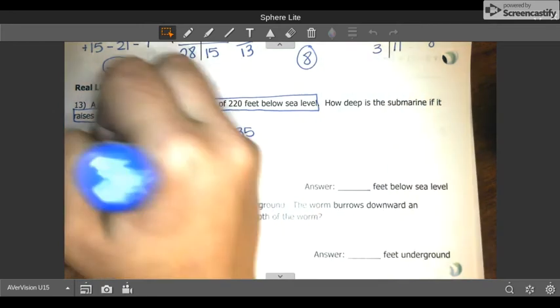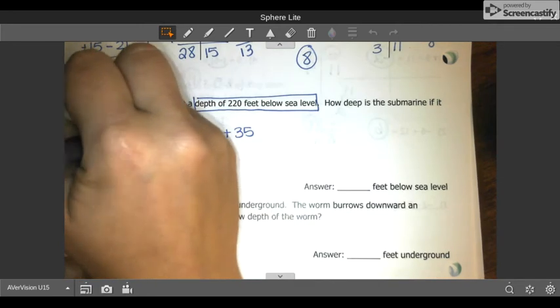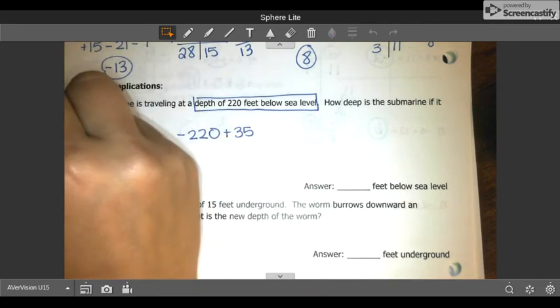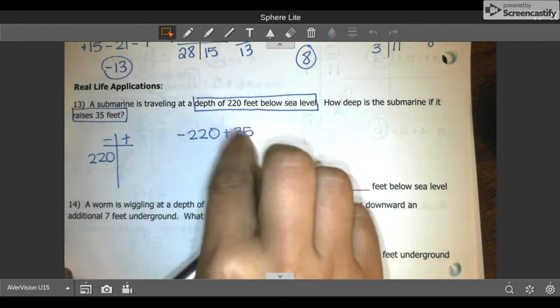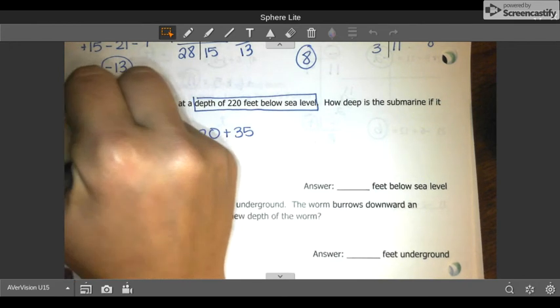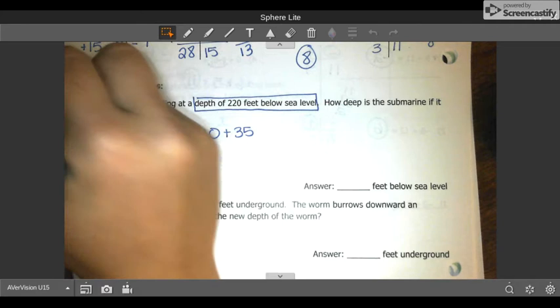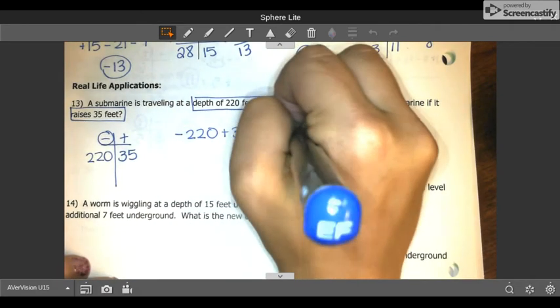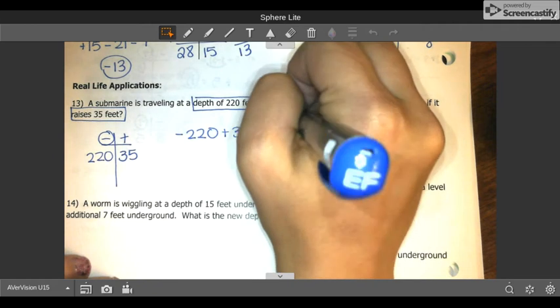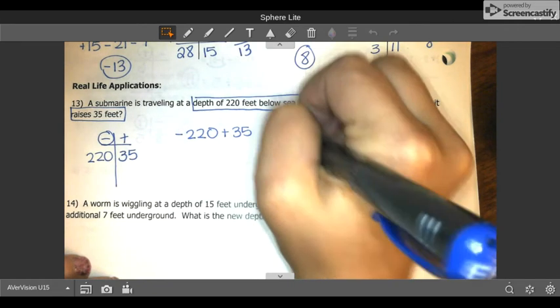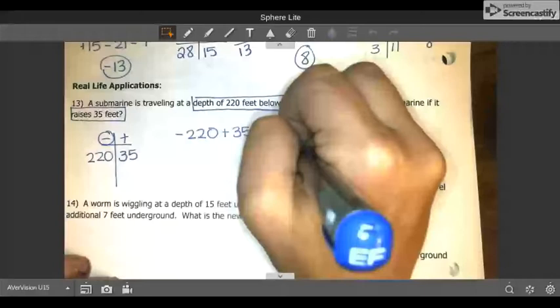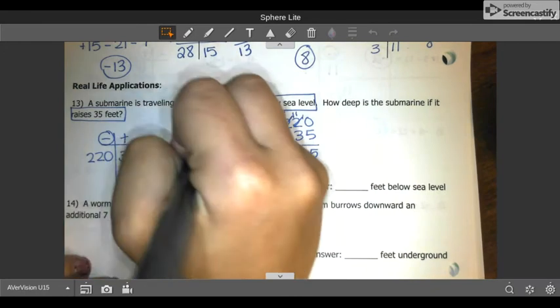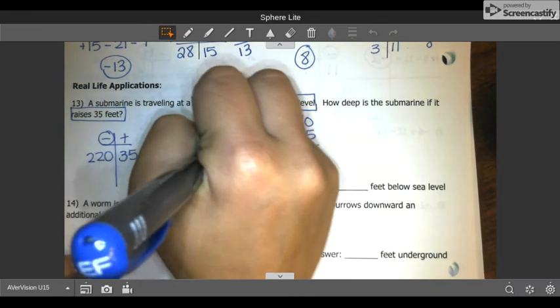Now, if I make a scoreboard, I'm taking away 220 and I'm adding 35. Negatives win by how much? Let's see, 220 minus 35. I have to borrow again. I'm going to get negatives win by 185.